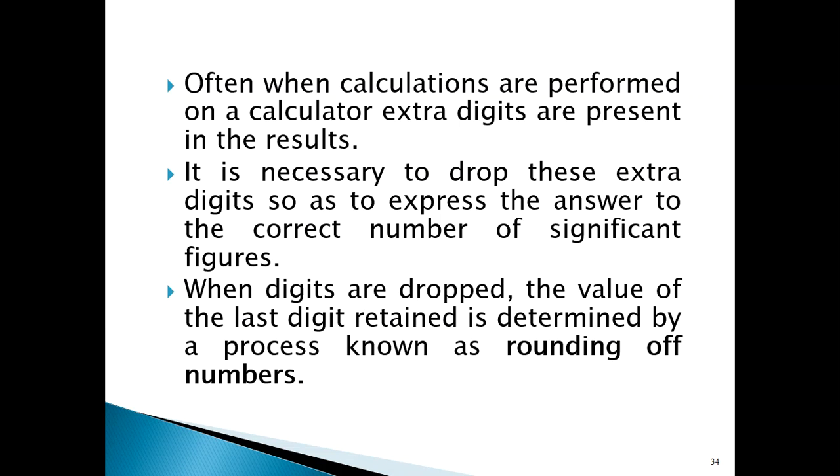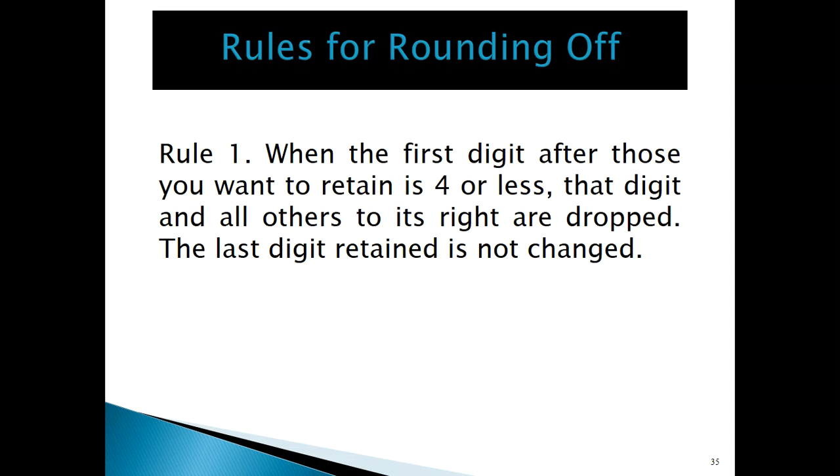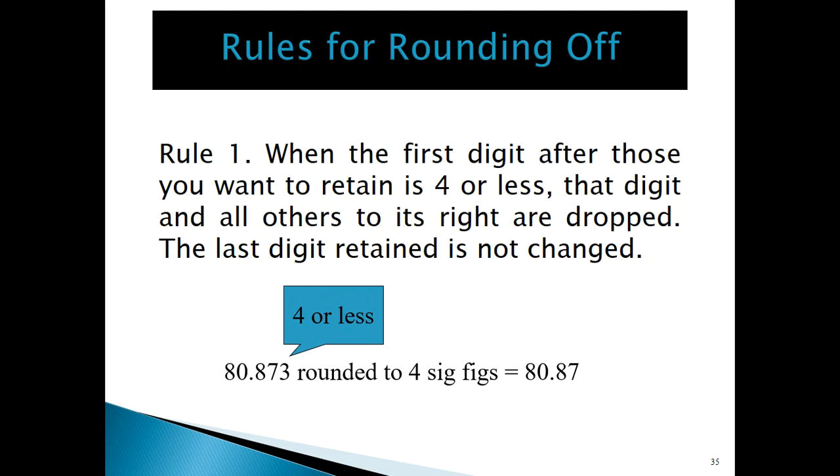So when these digits are dropped and the value of the last digit retained is determined, this is what rounding off is all about. So there are two rules for rounding off. First rule says that when the first digit after those you want to retain is 4 or less, that digit and all others to its right are dropped, and the last remaining digit is retained unchanged. So, for example, let's say we want to round off 80.873 to 4 significant figures. Well, that means that we'd have to drop the 3, which is obviously 4 or less. And when we drop that, we simply write down what remains, and that will be the answer.